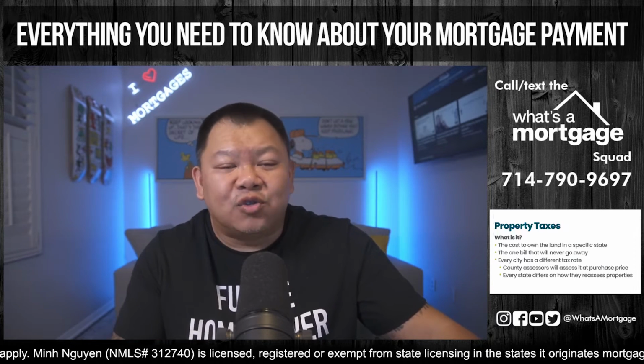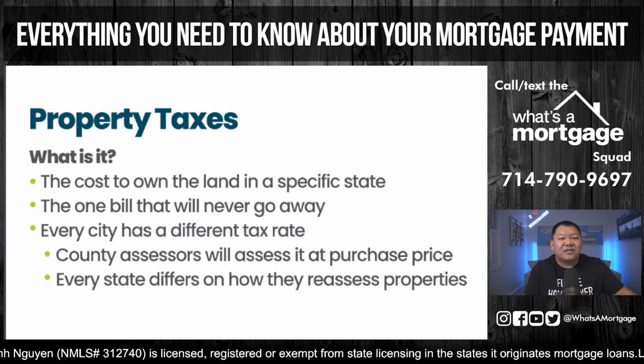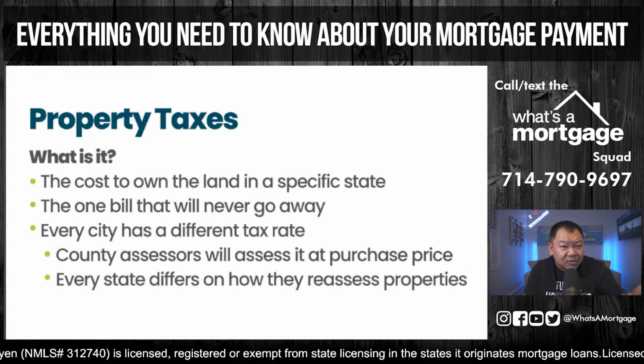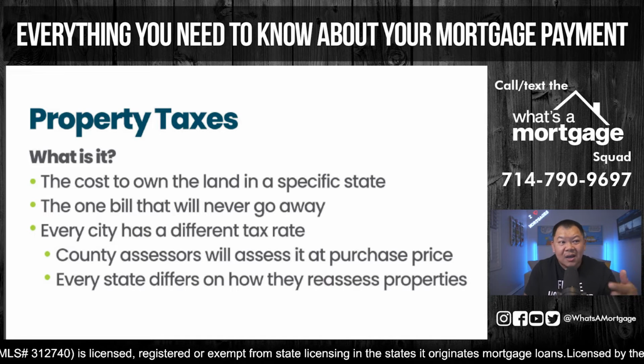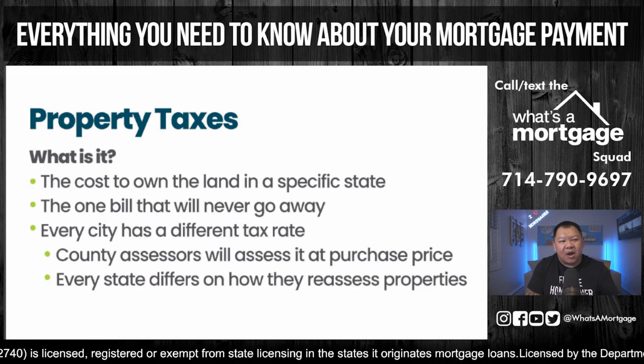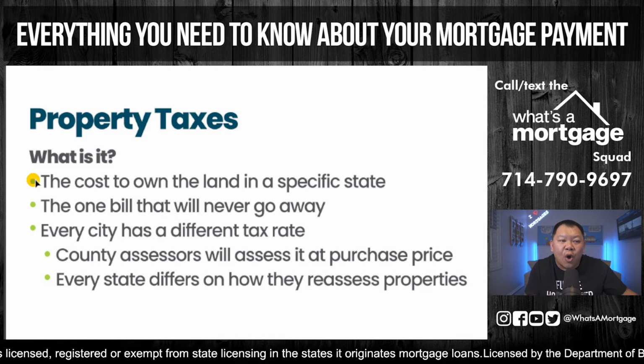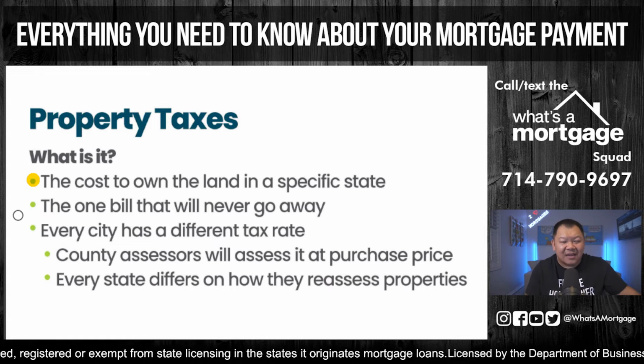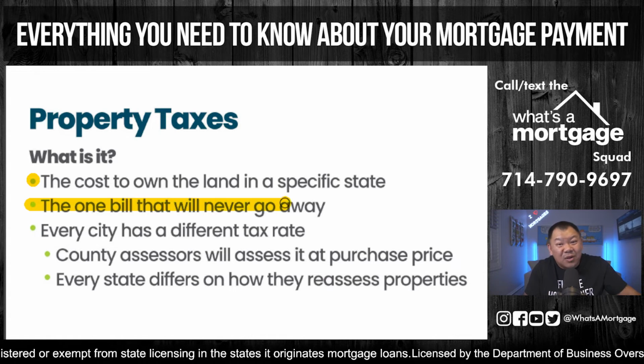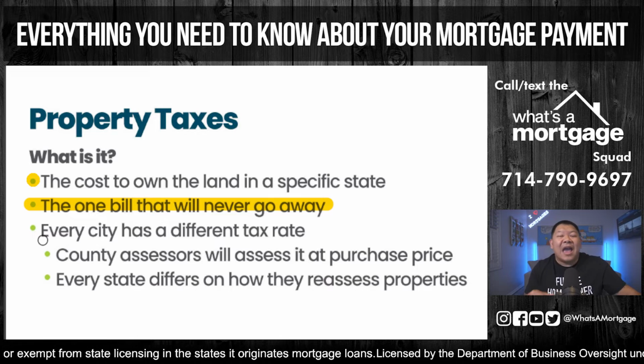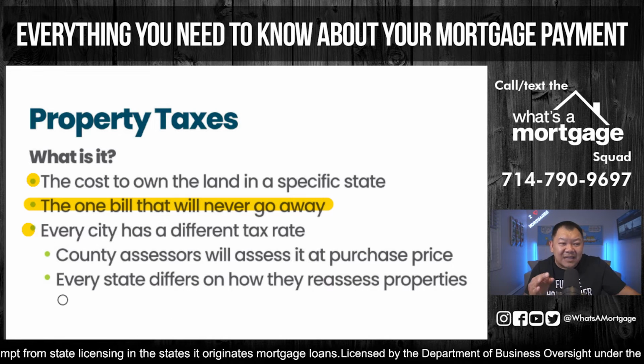Now the next factor is your property taxes, the fourth factor in your mortgage payment. We went over principal and interest, hazard insurance, private mortgage insurance. The next one is property taxes. It is a cost of owning land in a specific state. It's the one bill that will not go away. Every city has a different tax rate.